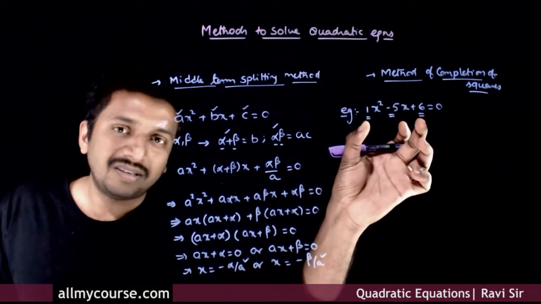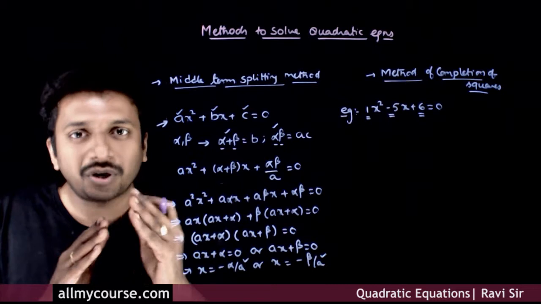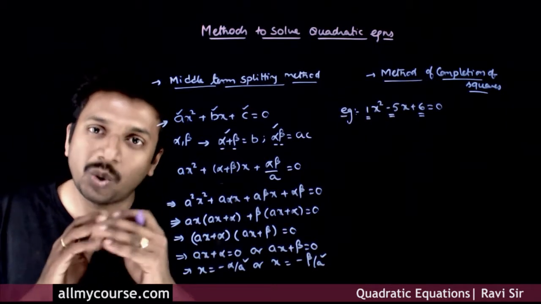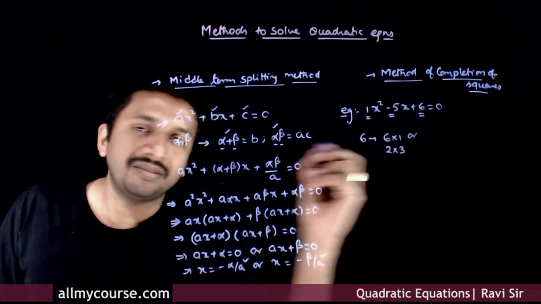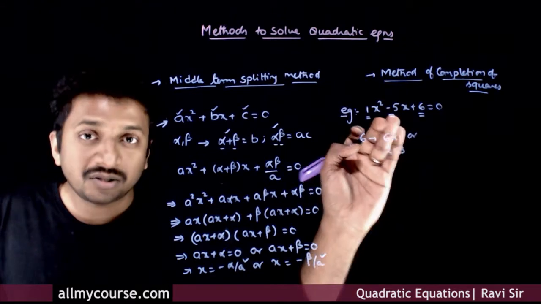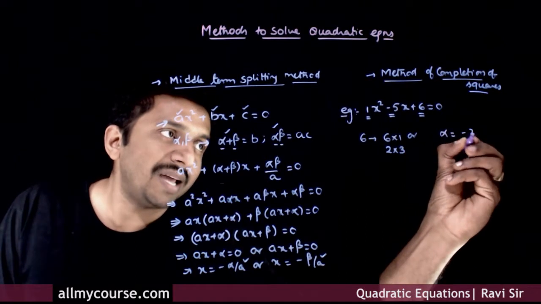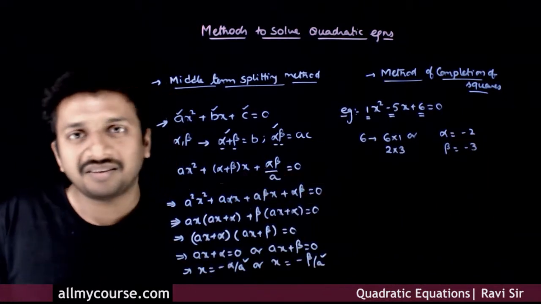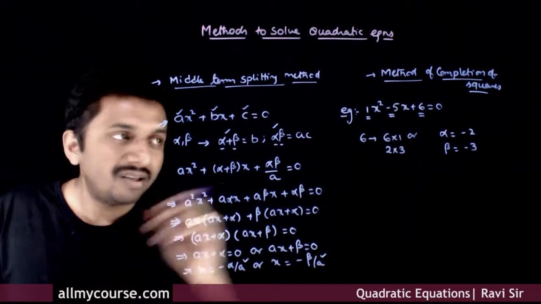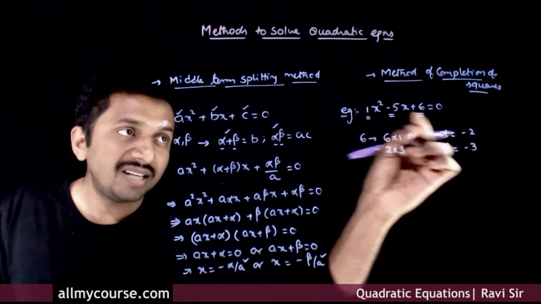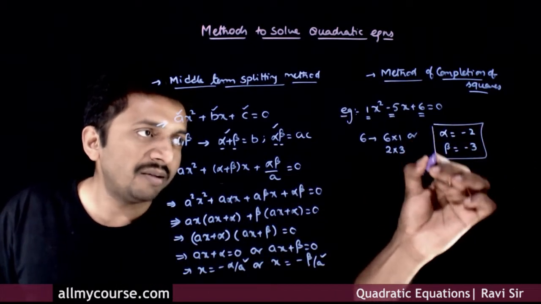Try to think of different ways in which you can write 6 as a product of two numbers. 6 can be written as 6 into 1 or 2 into 3. As you can see, 2 and 3 combine to give 5, but I want a minus 5. So I can think of the numbers minus 2 and minus 3. The sum of these is minus 5, and the product of these two, minus 2 into minus 3, is also equal to 6. So you are able to find alpha and beta.